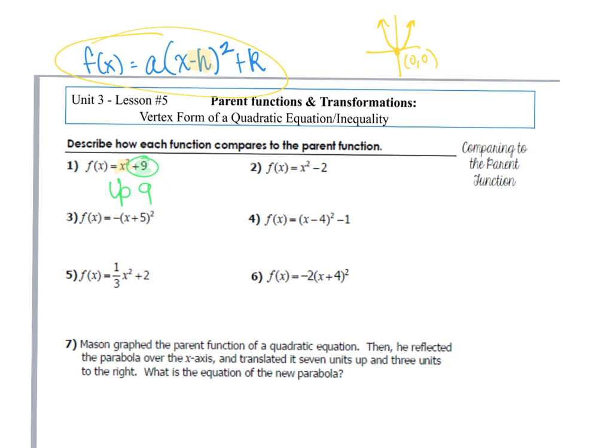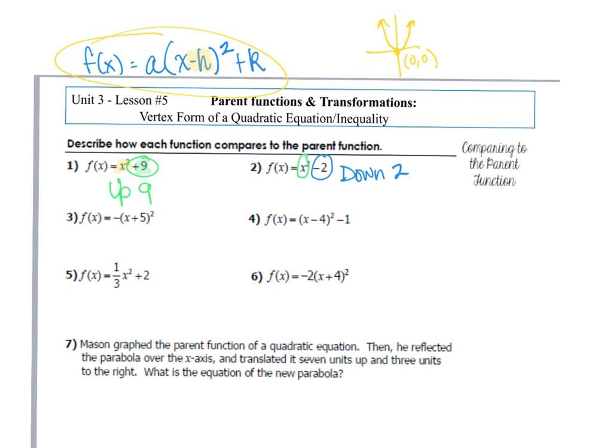Okay, it's the same thing on number 2. Here's my x squared. Because there's no parentheses, this tells me that I don't shift left or right any spaces. So no left or right shift, but this -2, that's my k value because it comes after the x squared, and this tells me to go down 2 units, or 2 spaces, however you want to think of it.